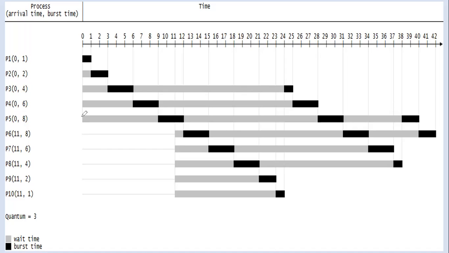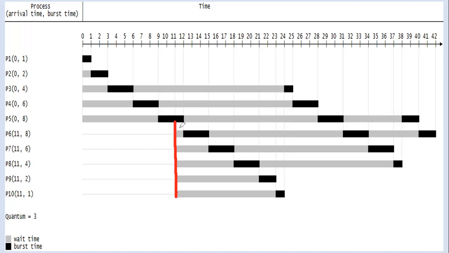Once process P4 is through, process P5, which has a burst of 8, will be attended for 3. Then it will remain with a burst of 5. So at this point, before this process gets completed, we have another set of arrivals. So at time 11, processes P6, P7, P8, P9, and P10 arrived.